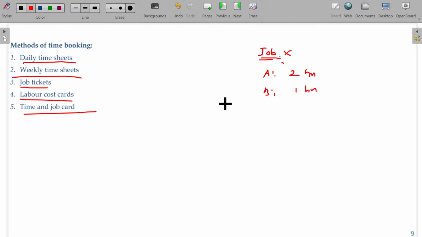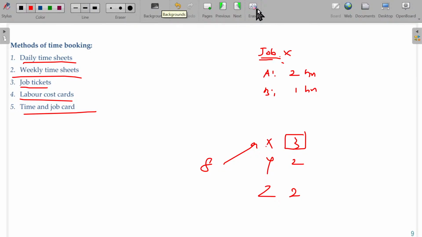Okay, if A in a day of 8 hours could have worked for jobs X, Y, Z, say 3 hours, 2 hours, 3 hours. So he gets a ticket for 3 hours worked for X from the X job in-charge, 2 hours from the Y job in-charge, and 3 hours from the Z job in-charge, and he has lots of job cards. He hands them over to the department and they will finally calculate.